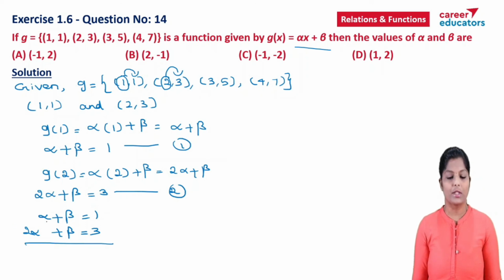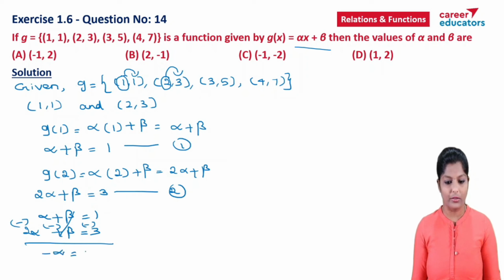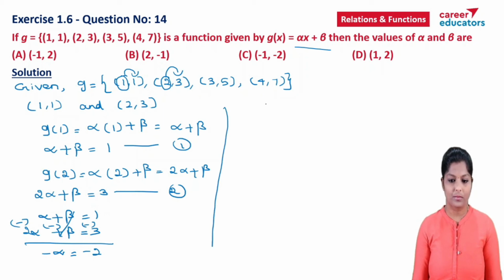Change the sign of the second equation. Beta will get cancelled. Minus alpha equal to minus 2. Next, alpha equal to 2. Now we got the value of alpha.